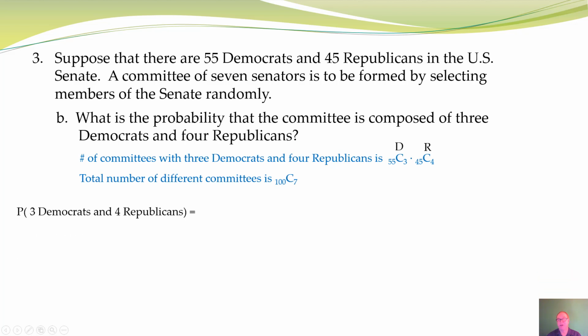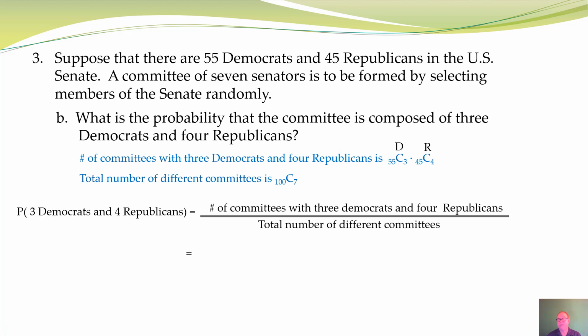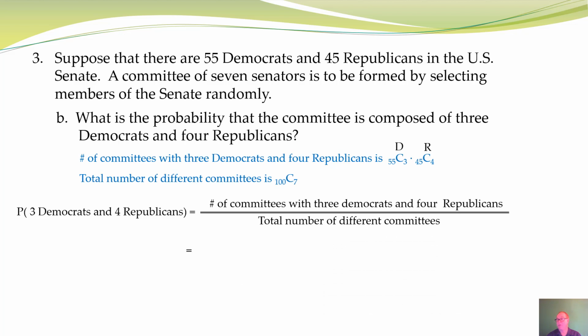So the probability of 3 Democrats and 4 Republicans would be the number of committees with 3 Democrats and 4 Republicans divided by the total number of different committees. So this would be 55 combination 3 times 45 combination 4 divided by 100 combination 7. Use your calculator. You would get 0.244189847. If you rounded this off to 2 decimal places and changed it to a percent, there's a 24% chance that you'll get a committee with 3 Democrats and 4 Republicans on it.